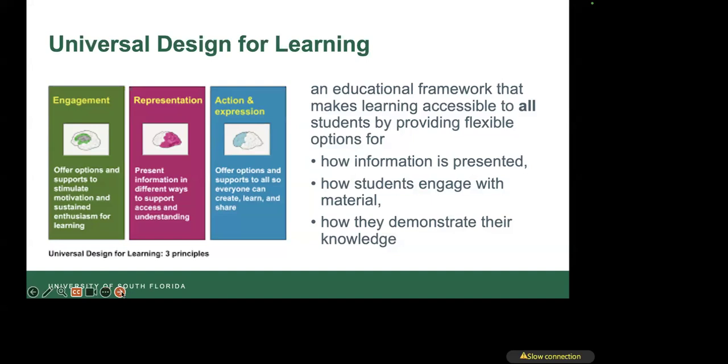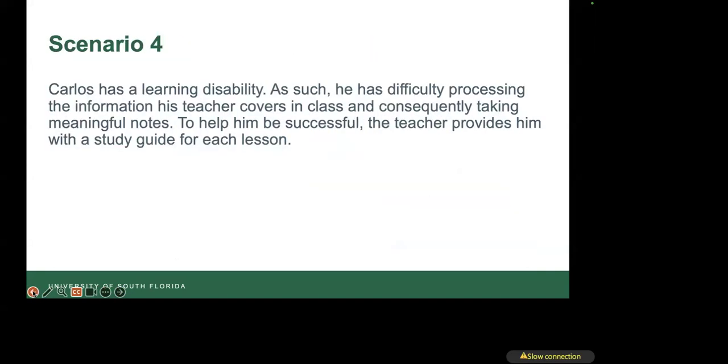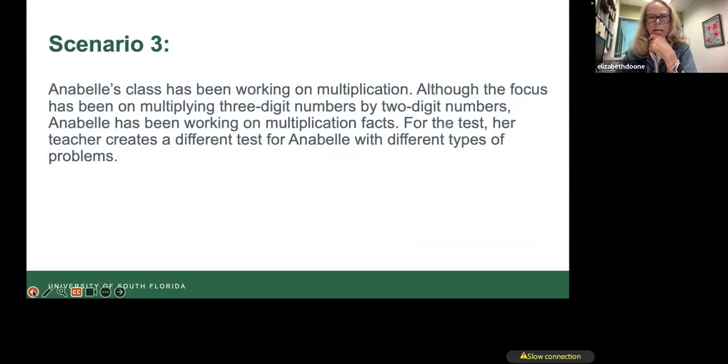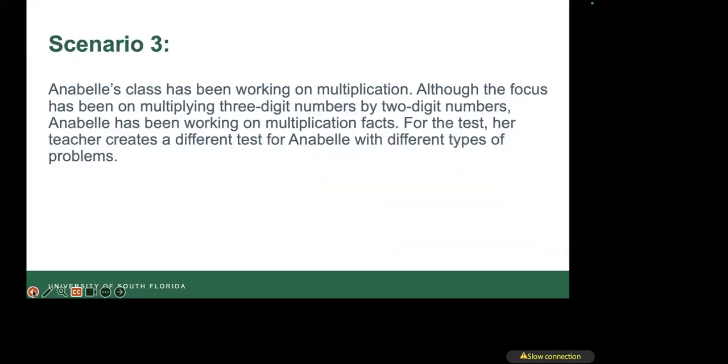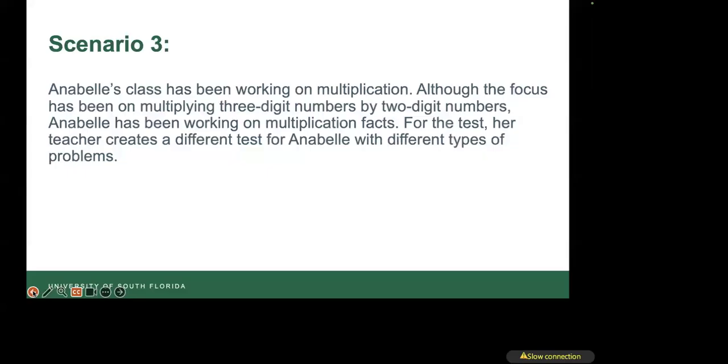Yeah, will you go back? Someone's asking if you could go back to scenario 3 for a review. So in number 3, Annabelle is doing fewer problems and she's working at a lower level of complexity. She's just learning her basic times tables, and the others are doing 3-digit by 2-digit multiplications. So that's modification. Correct.